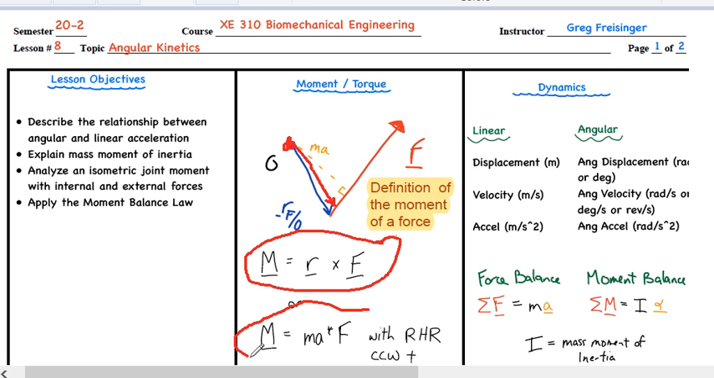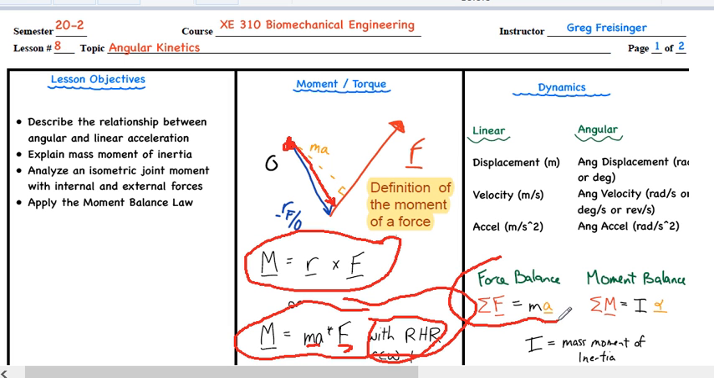Here we have the scalar definition of a moment. The moment is the moment arm MA times the magnitude of the force, and the direction is obtained by the right-hand rule. The force balance law is Newton's second law: the sum of forces equals mass times acceleration. And the moment balance law is that the sum of the moments is equal to the mass moment of inertia times the angular acceleration alpha.